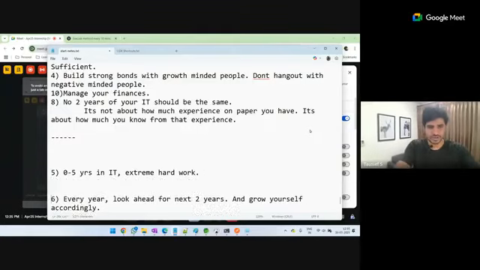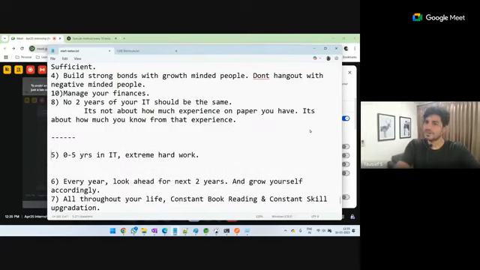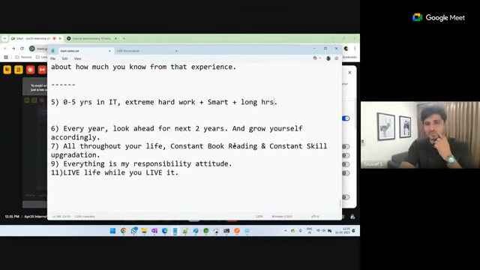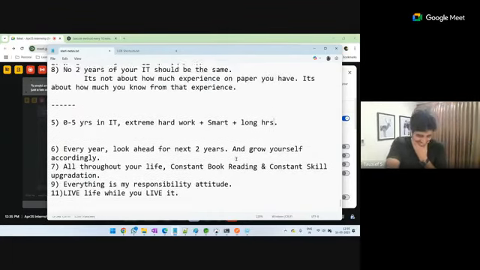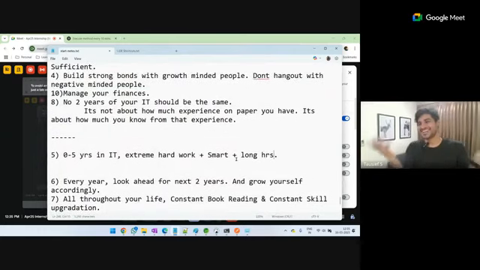Next. Okay. Next rule. 0 to 5 years in IT. Extreme hard work. Hard work, and along with that, guys, plus smart work, plus long hours of work. I don't know basically about the upcoming generation. There isn't much difference. I am also not Dadaji type yet. Okay? But you need to understand this fact. How focused you are.